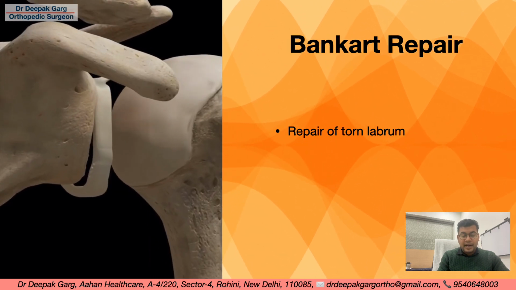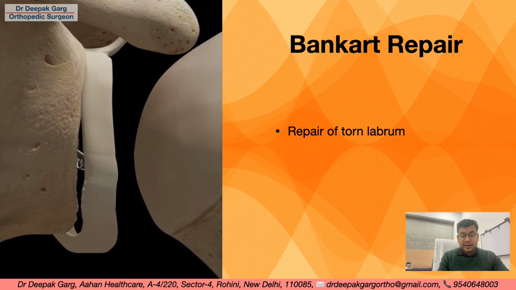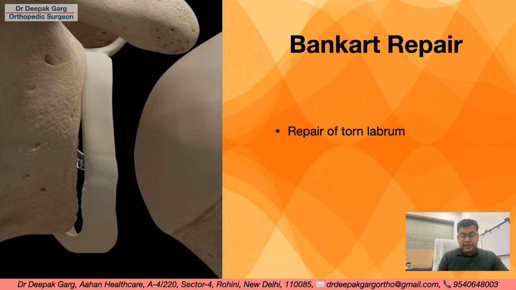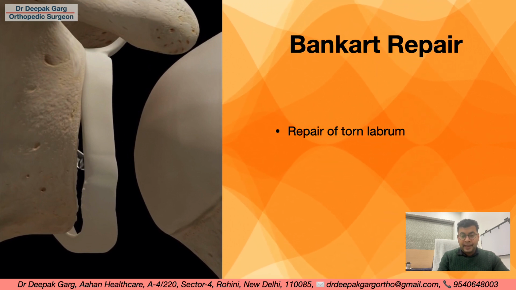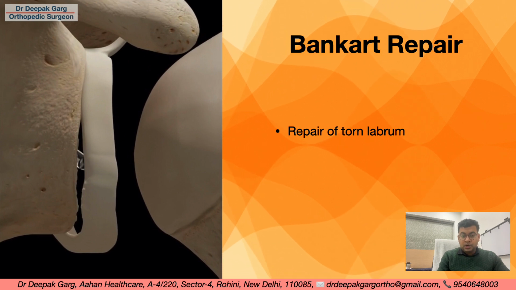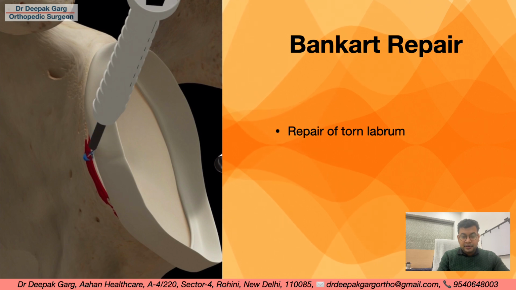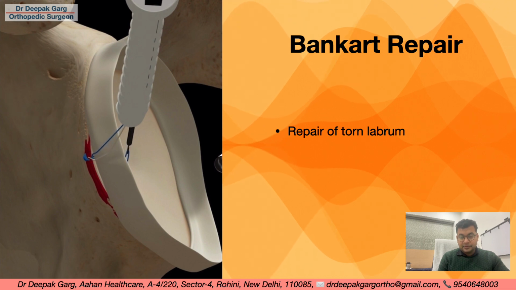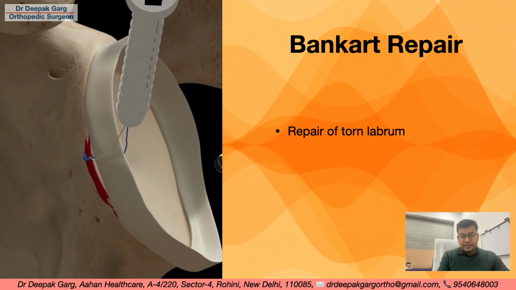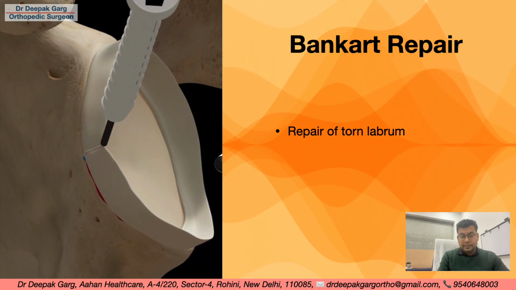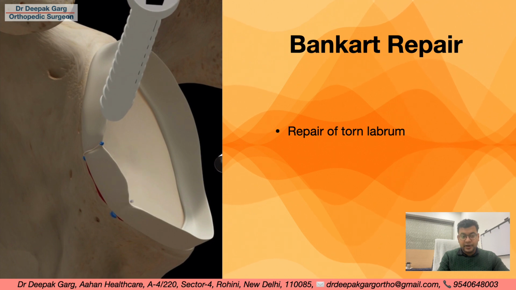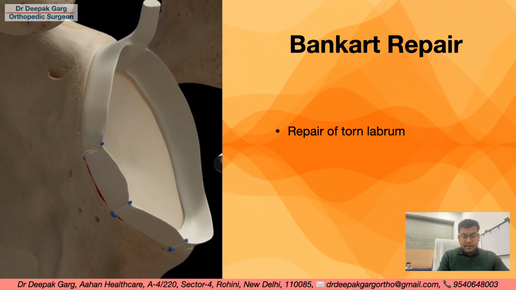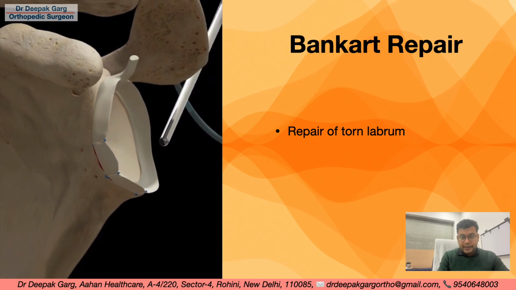Now what is a Bankart repair? In the animation we can see the antero-inferior part of the glenoid is broken, so this is called a Bankart lesion. So now we go arthroscopically and we prepare the bone, and then we use suture anchors and we repair the labral tear. This procedure of repairing the Bankart lesion on the antero-inferior side of the glenoid is called labral repair. We do it arthroscopically.